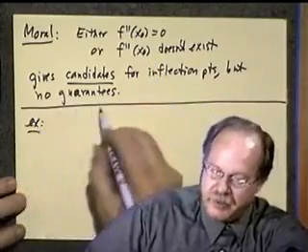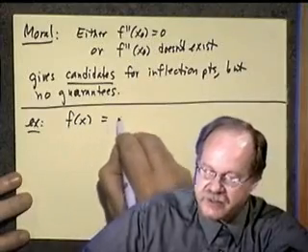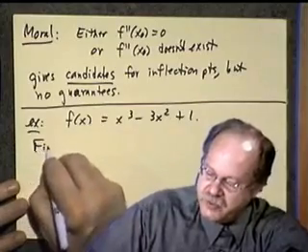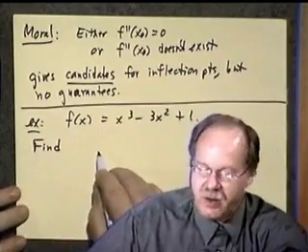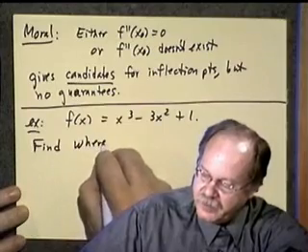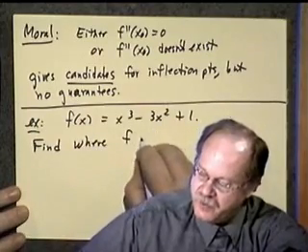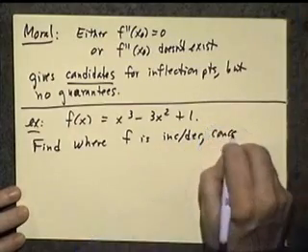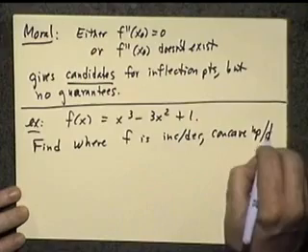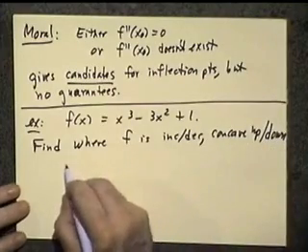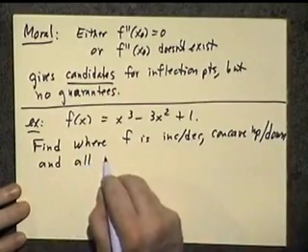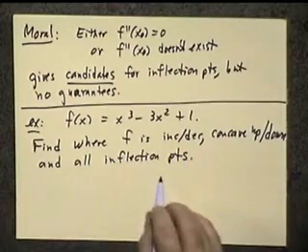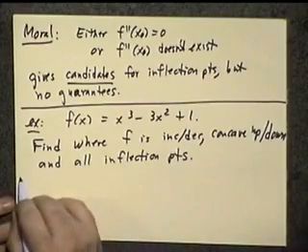So let's look at an example here. Here is f of x equals x cubed minus 3x squared plus 1. And what we want to do here, and we'll try and do this from now on, is find where f is increasing or decreasing, concave up or down, and all inflection points. And there will be more things we look for in the future. This is what it means to become skilled at examining graphs using calculus.